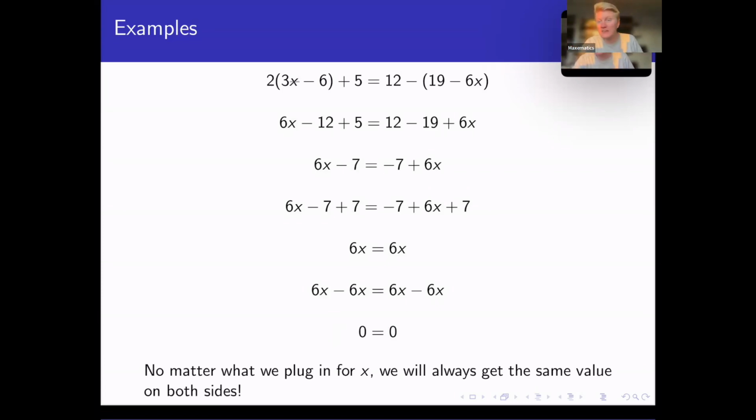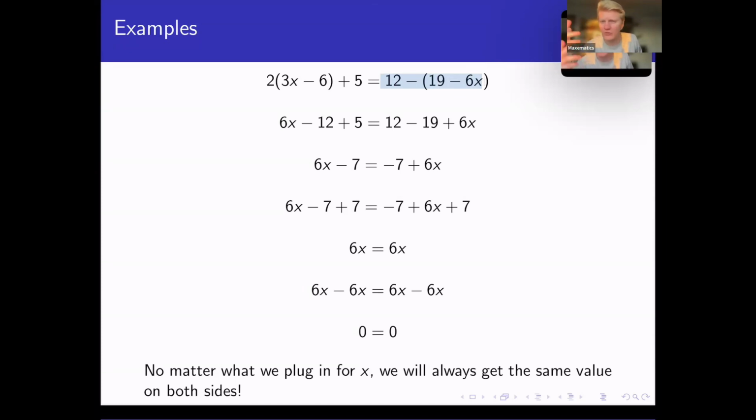Let's just plug in 0. 3 times 0 is 0. 0 minus 6 is negative 6. 2 times negative 6 is negative 12. Negative 12 plus 5 is negative 7. Okay, so our left side is negative 7 when x equals 0. All right, well, when x equals 0, 6 times 0 is just 0. 19 minus 0 is 19. 12 minus 19 is also negative 7.